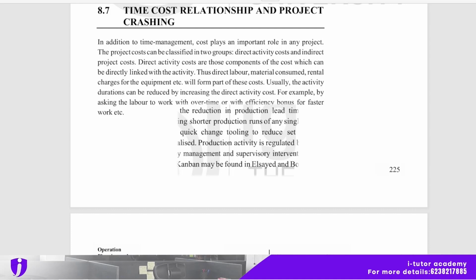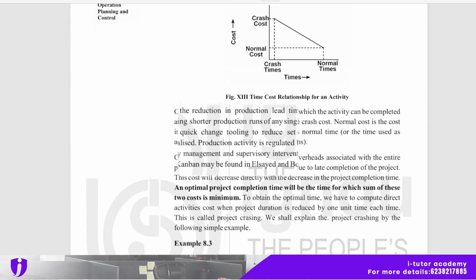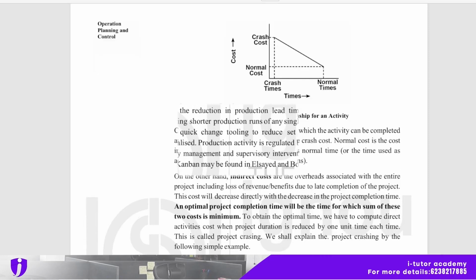Usually, the activity duration can be reduced by increasing the direct activity cost. For example, by asking the labor to work overtime or with an efficiency bonus for fast work, etc. So here is the time cost relationship for an activity. A chart diagram is here.